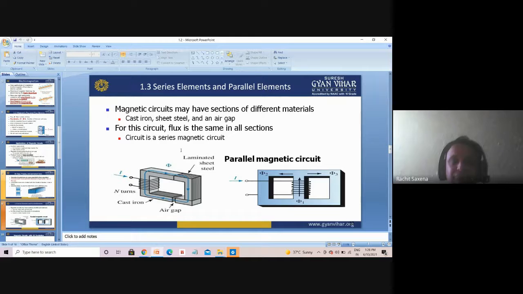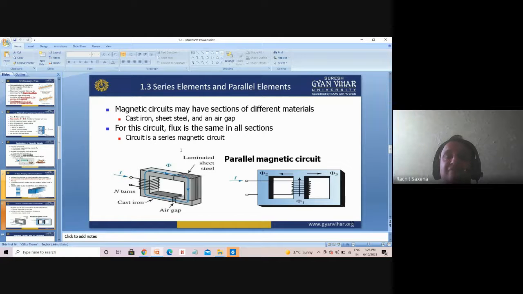We can say this if I'm talking about the series magnetic circuit. Some analogy between electrical and magnetic: in the previous lecture I also told you that in the electrical field we say EMF, electromotive force, then voltage, potential difference, current, resistance, impedance, power, energy. But if I'm talking about the magnetic field, what can we say?